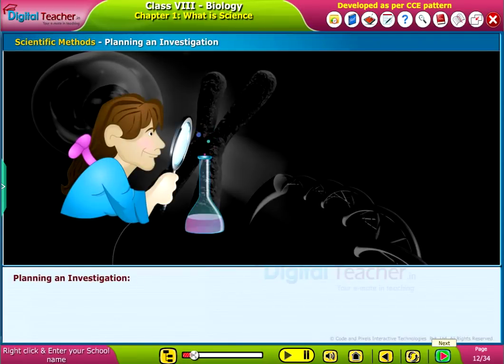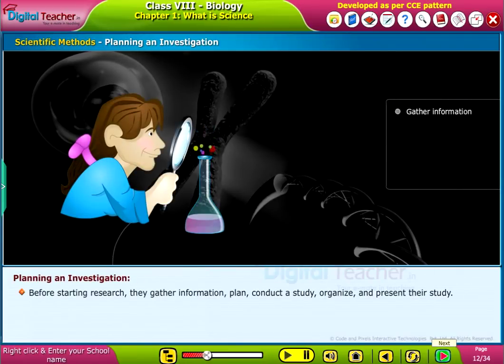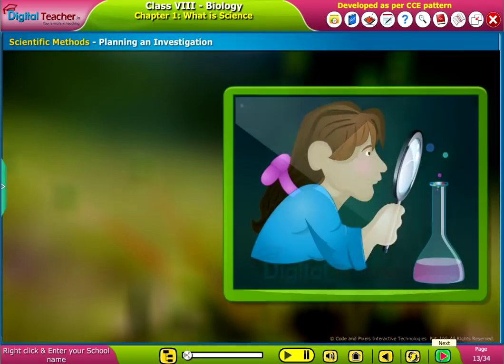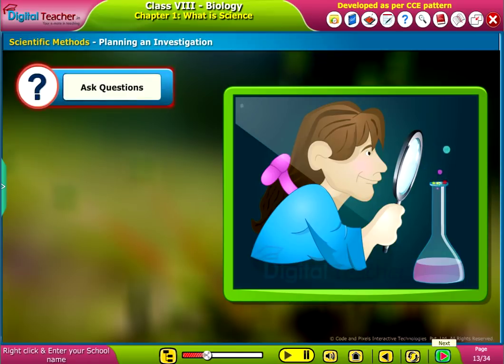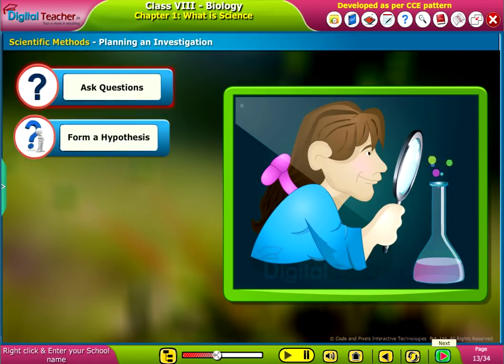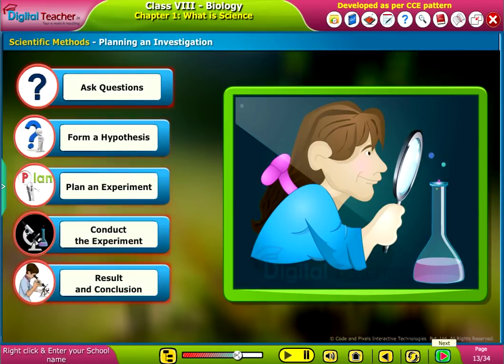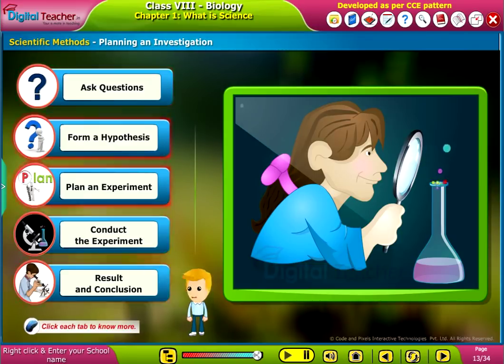Planning and investigation. Before starting research, they gather information, plan, conduct a study, organize, and present their study. Planning and investigation includes 5 steps. Let us study about them. Following are the 5 steps to be followed for planning and investigation. Ask questions. Form a hypothesis, plan an experiment, conduct the experiment, result and conclusion. Click each tab to know more.